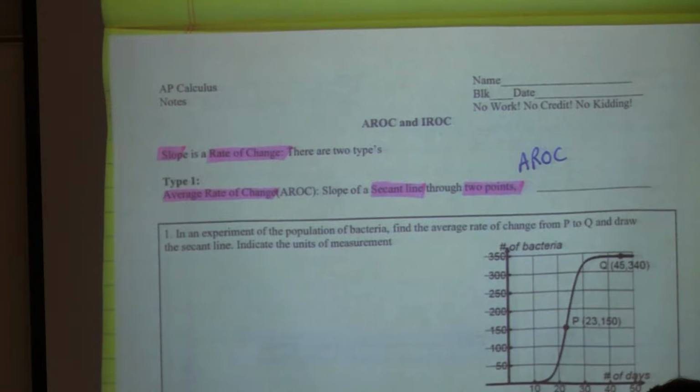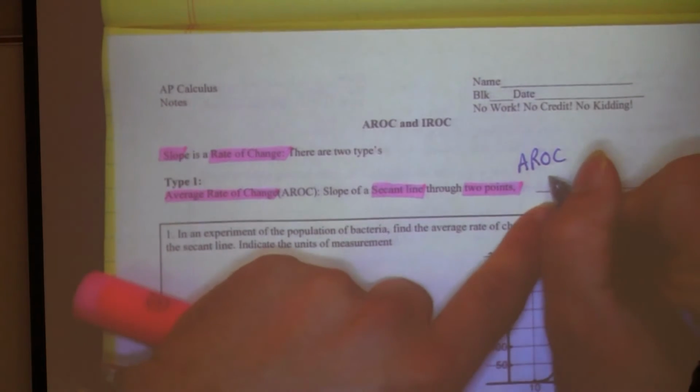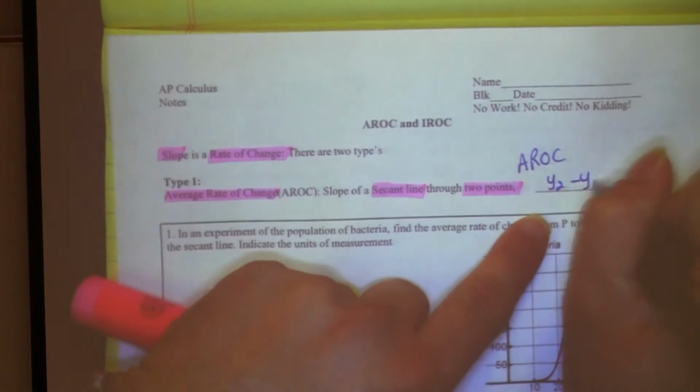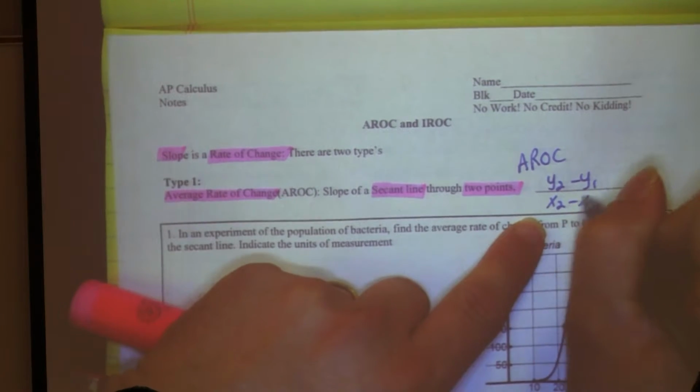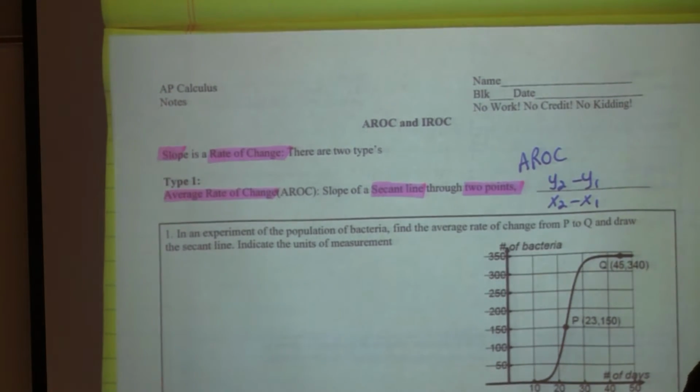AROC, average rate of change. What's the formula for average rate of change? For basic slope between 2 points? y2 minus y1 over x2 minus x1. Another way that this could be presented is in function notation.